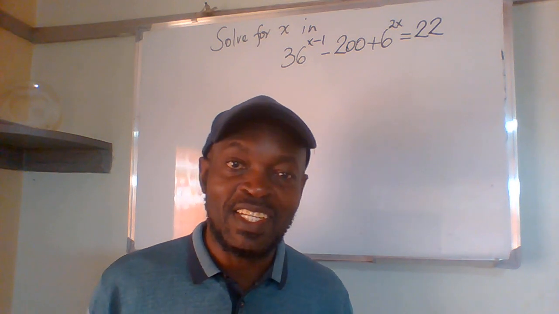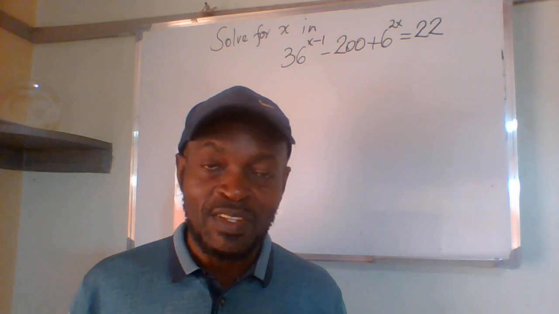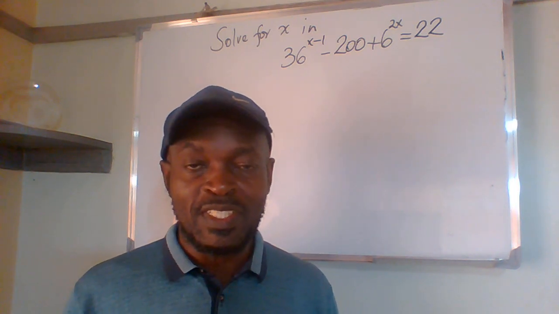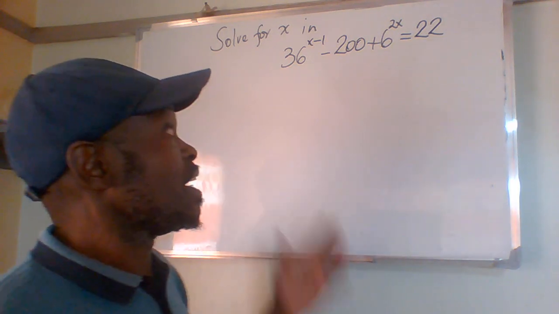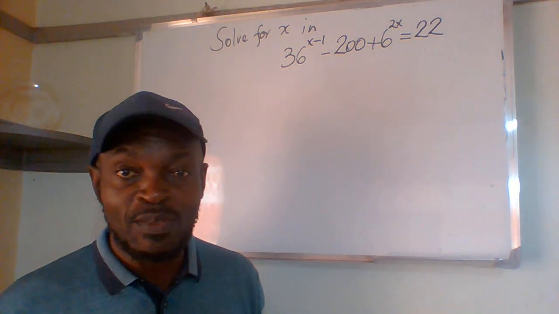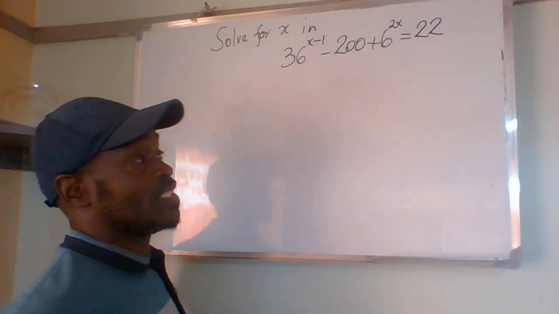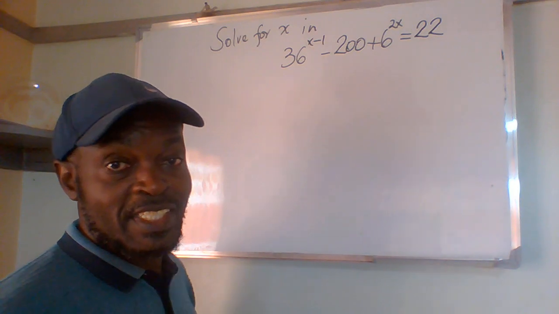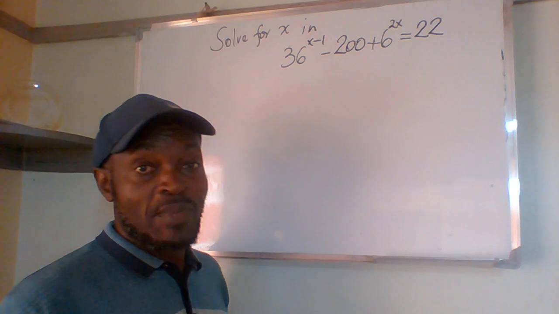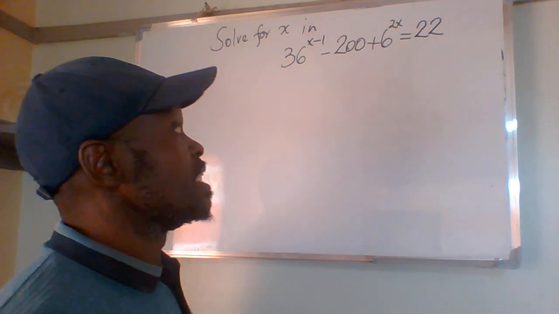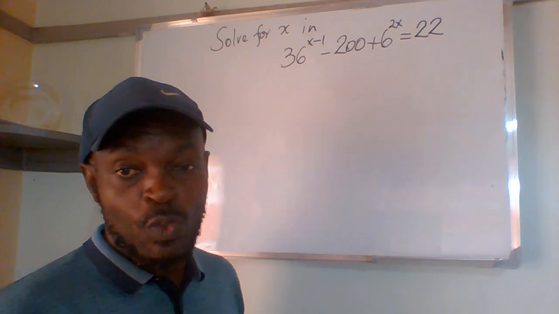My interest is actually in ensuring that I present to you easier or simple steps of solving some of these mathematical problems. So today, here we have an equation where again we are asked to solve for x. So we have an equation, as you can see, 36 raised to x minus 1, then minus 200, then plus 6 raised to 2x is equal to 22.